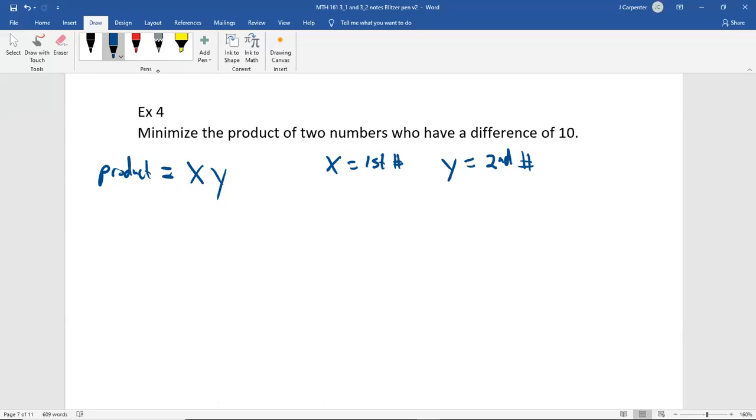So the x and the y have to be 10 apart. So in other words, the difference of, and the order of these doesn't matter. You can do x minus y or y minus x. It doesn't technically matter. It's just that one of the subtractions has to come out to 10. Well, that difference is supposed to be 10, so I can go ahead and say 10 is equal to x minus y.